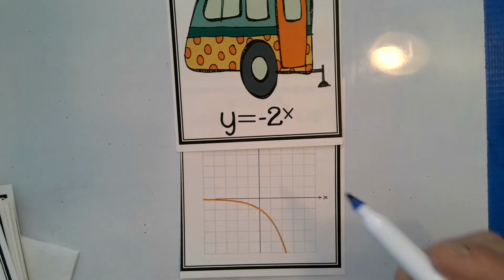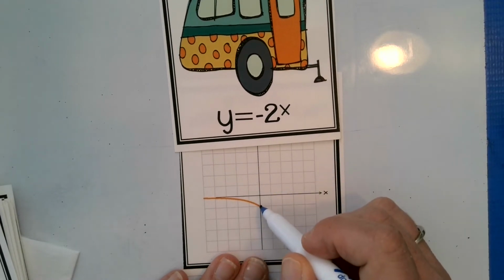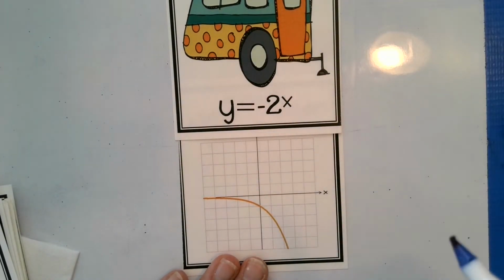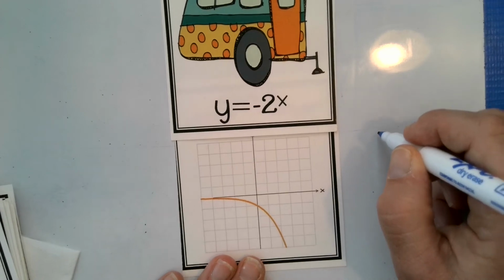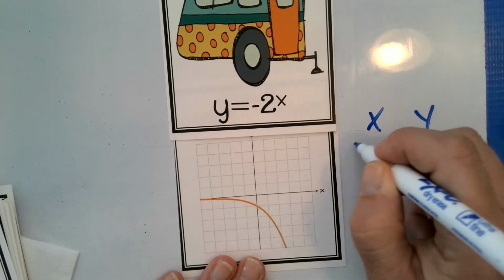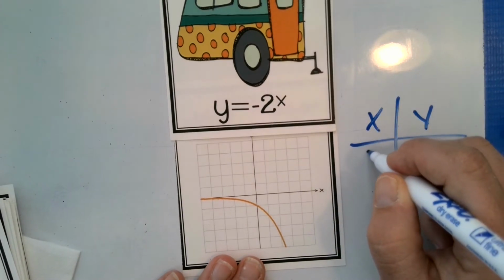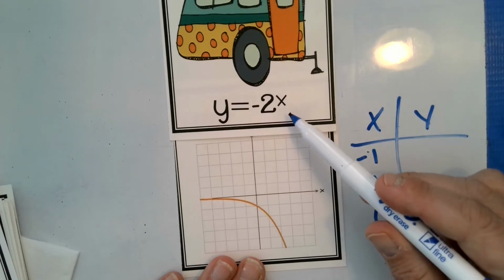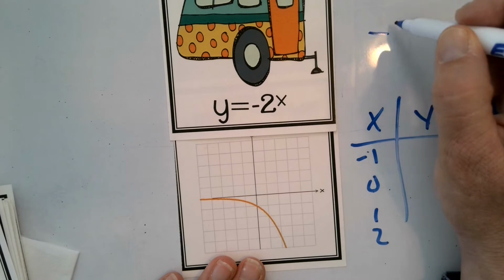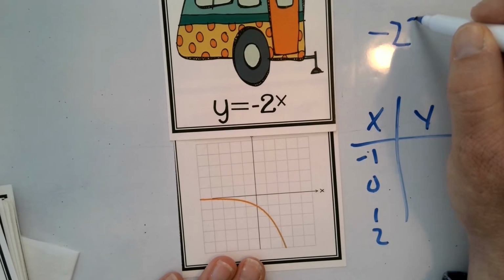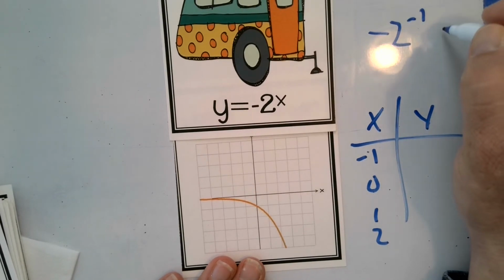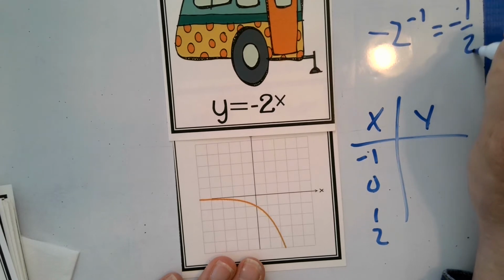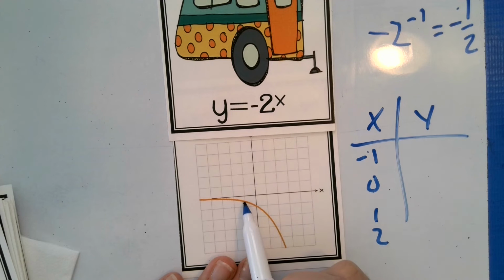Oh well. All right, so it is a reflection. The y-intercept is right here at -1. And you are going to notice that if you were to create a data table, you could pick your values for x and say, I'm going to evaluate it at -1, 0, 1, and 2. And we would notice that -2 to the -1 power would be -1/2. And we're noticing that right there, okay?